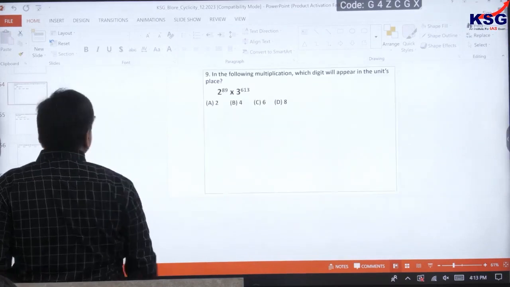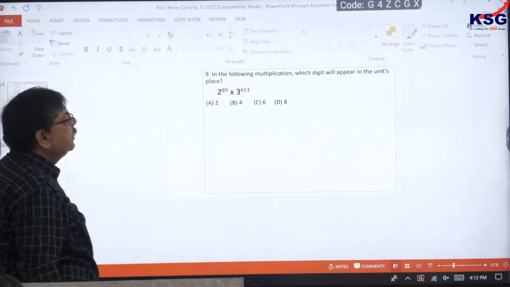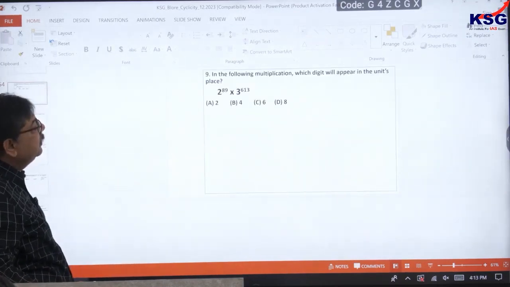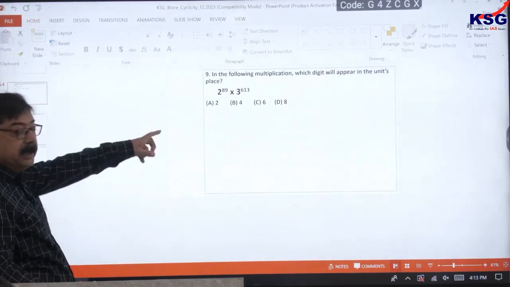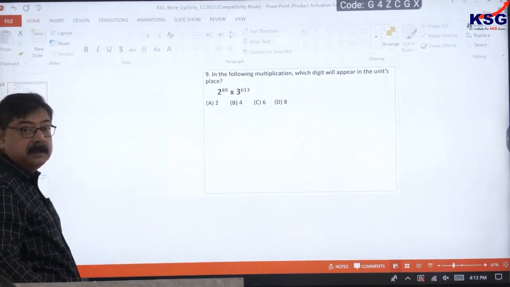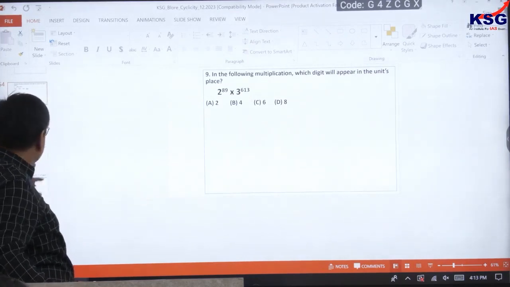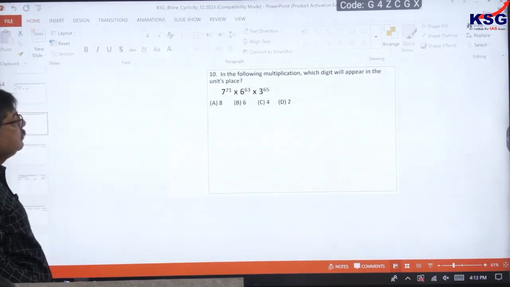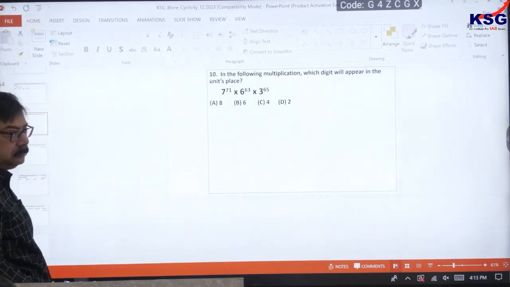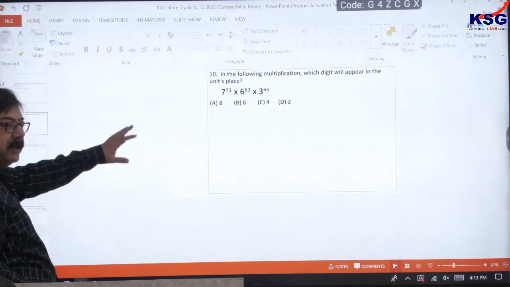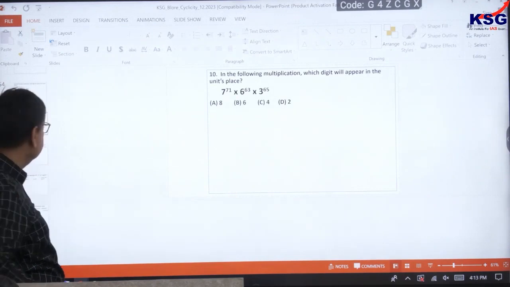See, we will be solving questions like these. In the following multiplication, which digit will appear in the units place of 2 raised to 89 into 3 raised to 613? But units digit. Alright, so we are working towards such kind of questions.